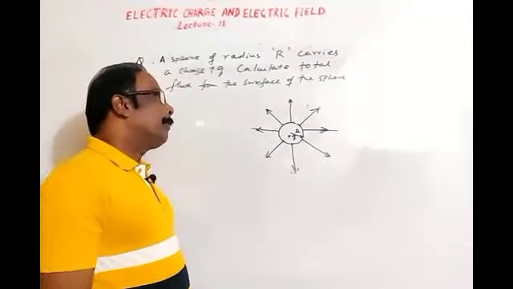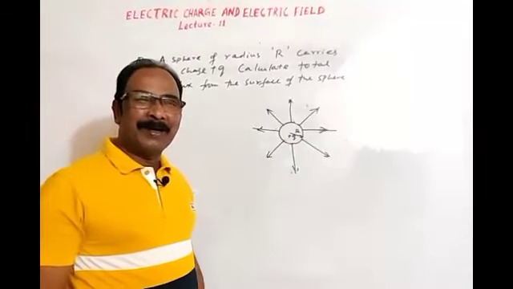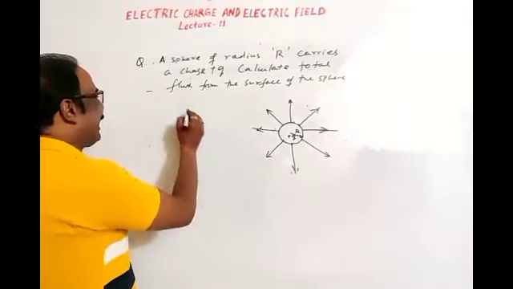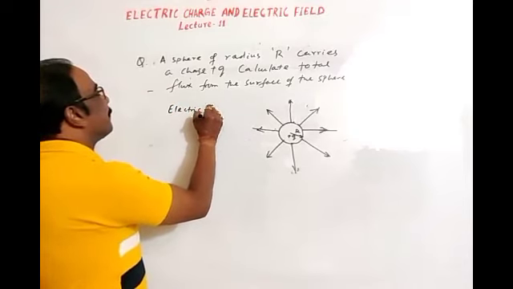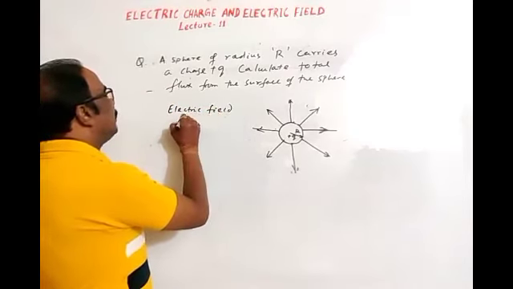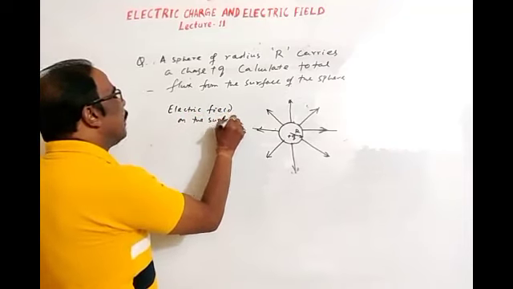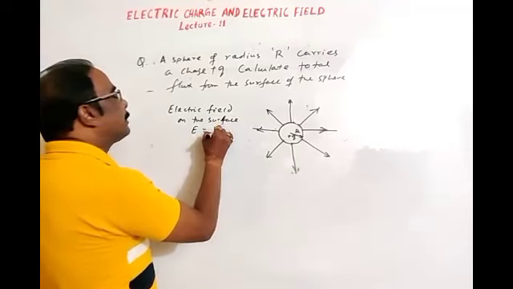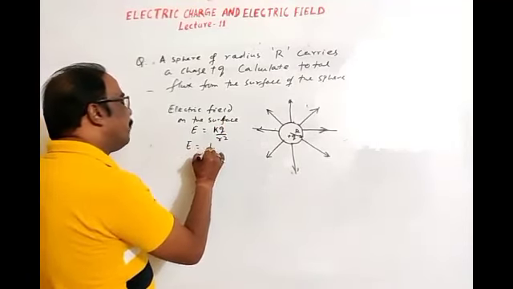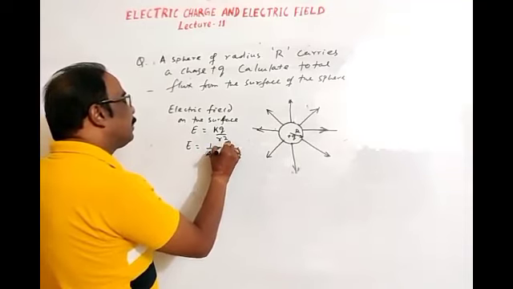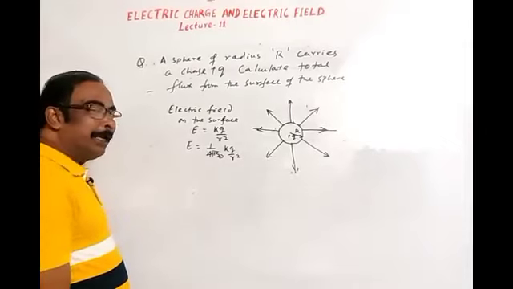Okay, so we have to calculate the total number of electric field lines, or total flux, from the surface. Electric field on the surface: as we know, the magnitude of electric field is kq by r square, or electric field is 1 divided by 4 pi epsilon naught times q by r square. This is the magnitude of electric field.